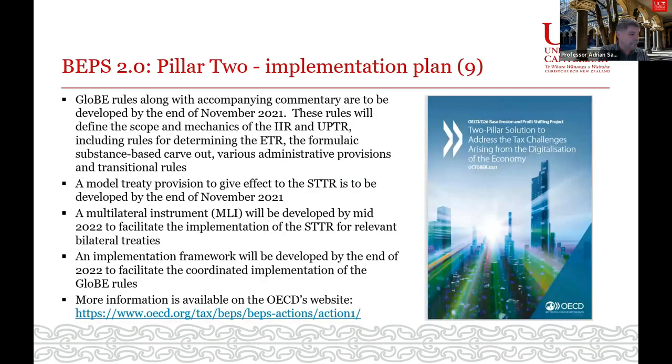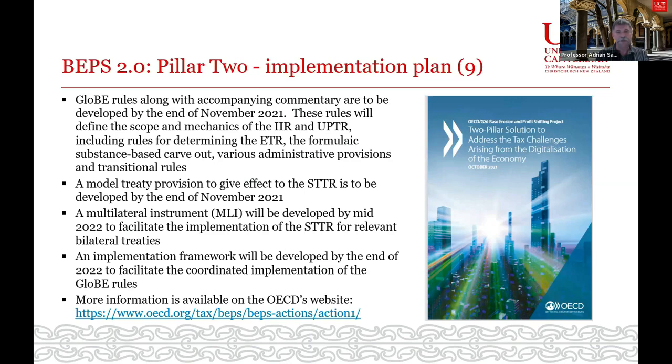In terms of Pillar 2, the Globe rules, along with the commentary, are to be developed by the end of November 2021. So today's the 30th, so if they're on target, we should be virtually there. In terms of the scope and mechanics of the IIR and UPTR and how to determine the ETR, etc., all of those things are going to be developed and should be available soon to see.